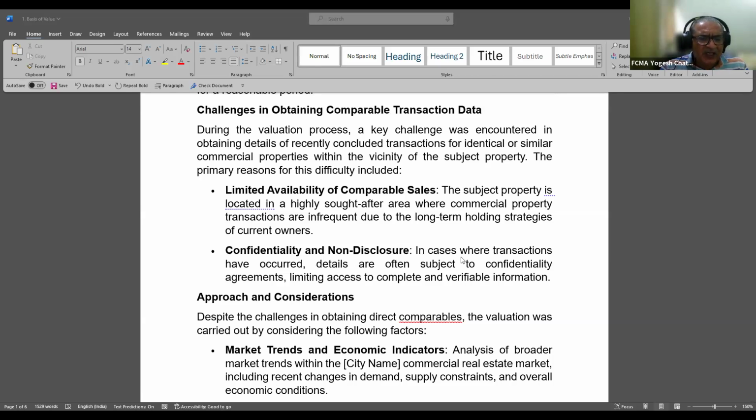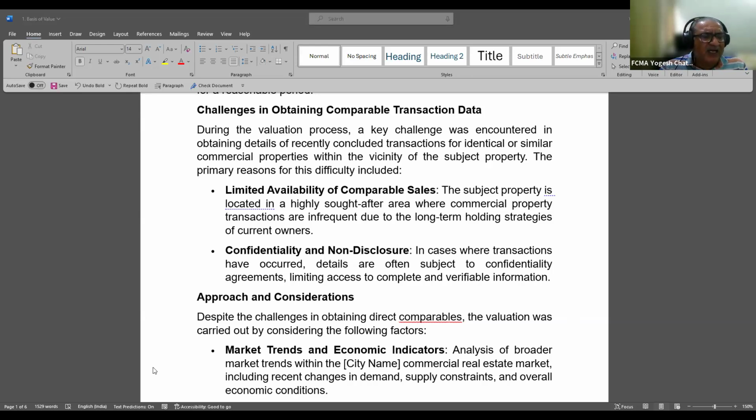Confidentiality and non-disclosure. In cases where transactions have occurred, details are often subject to confidentiality agreements, limiting access to complete and verifiable information. So this is the limit we need to highlight in our evaluation report, because in property transactions, particularly in India or anywhere in the world, we will come across this limitation. It is very difficult to get the details of an actually executed transaction. That will always remain a challenge, and it needs to be properly highlighted in the valuation report.